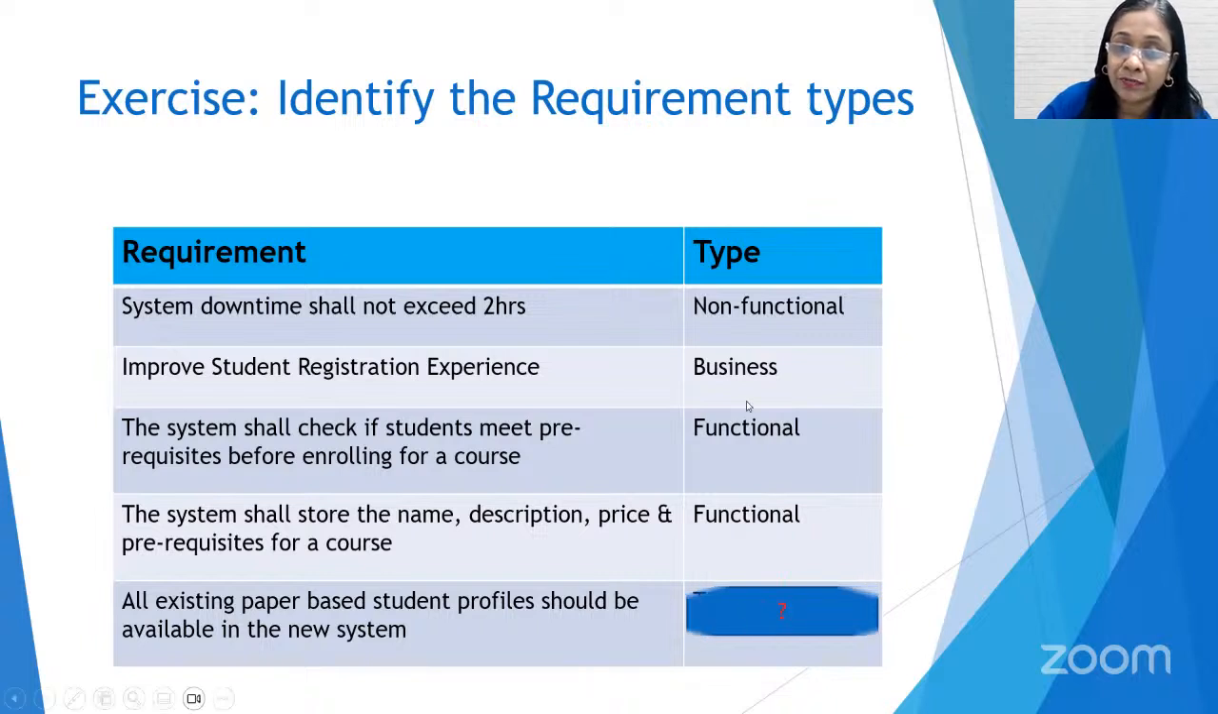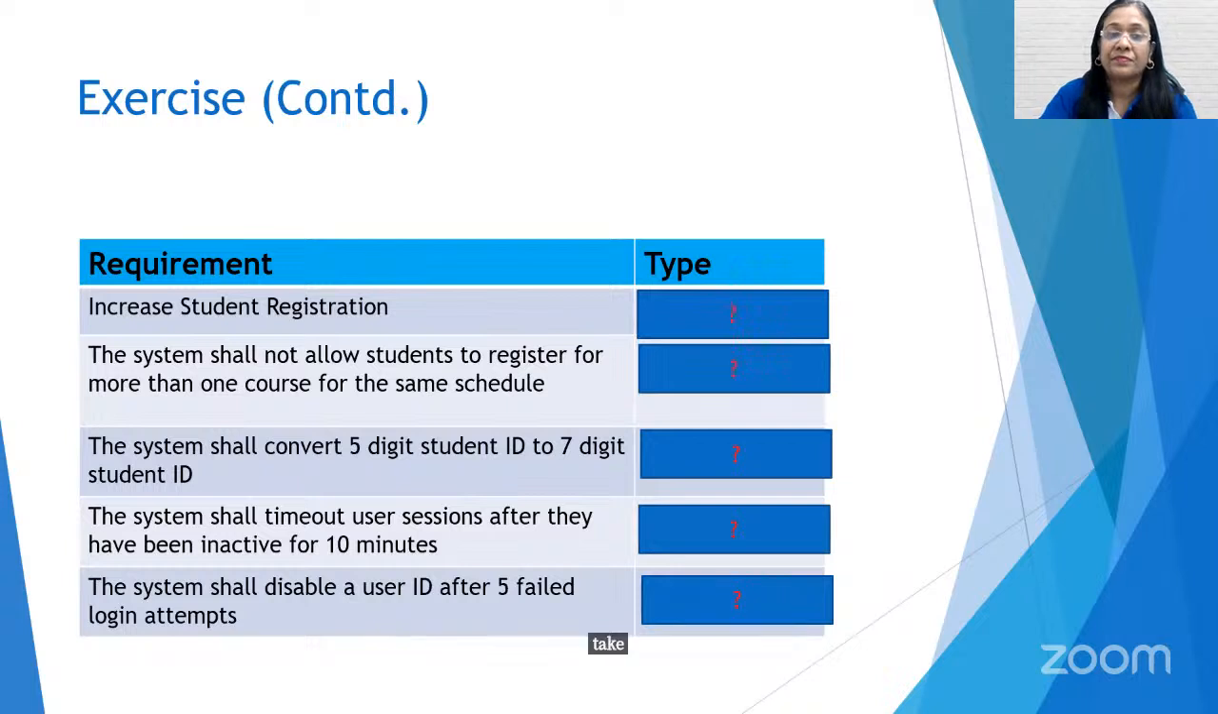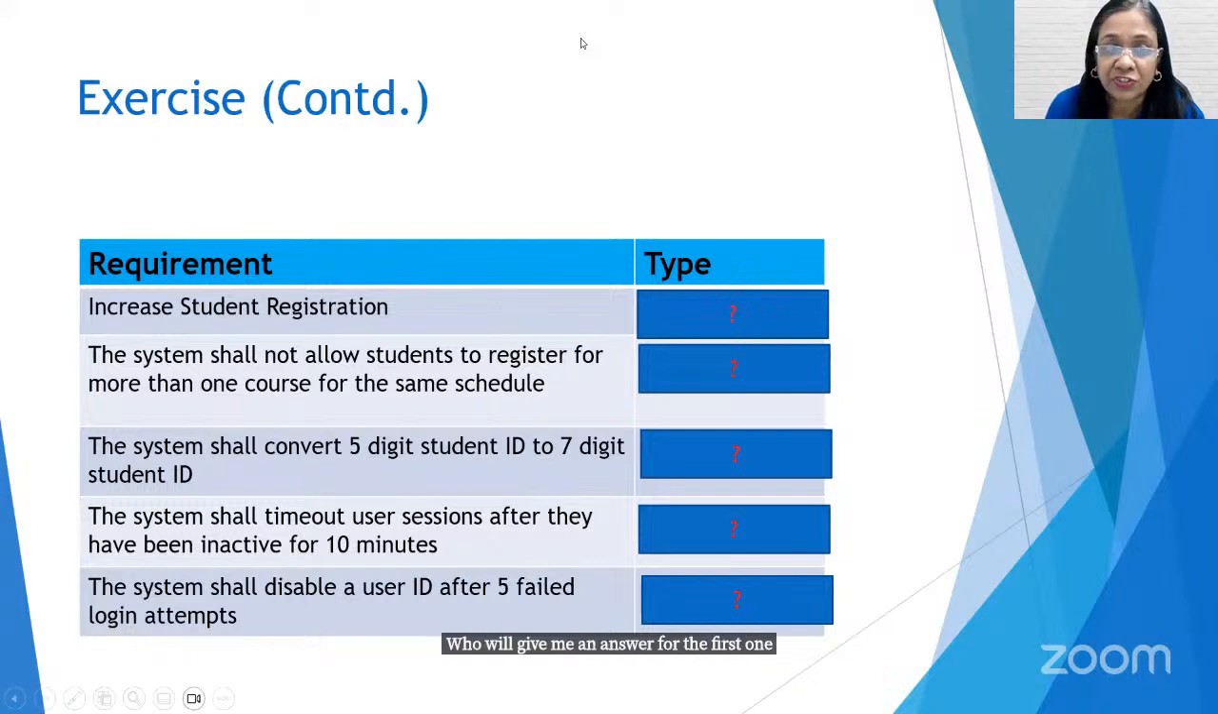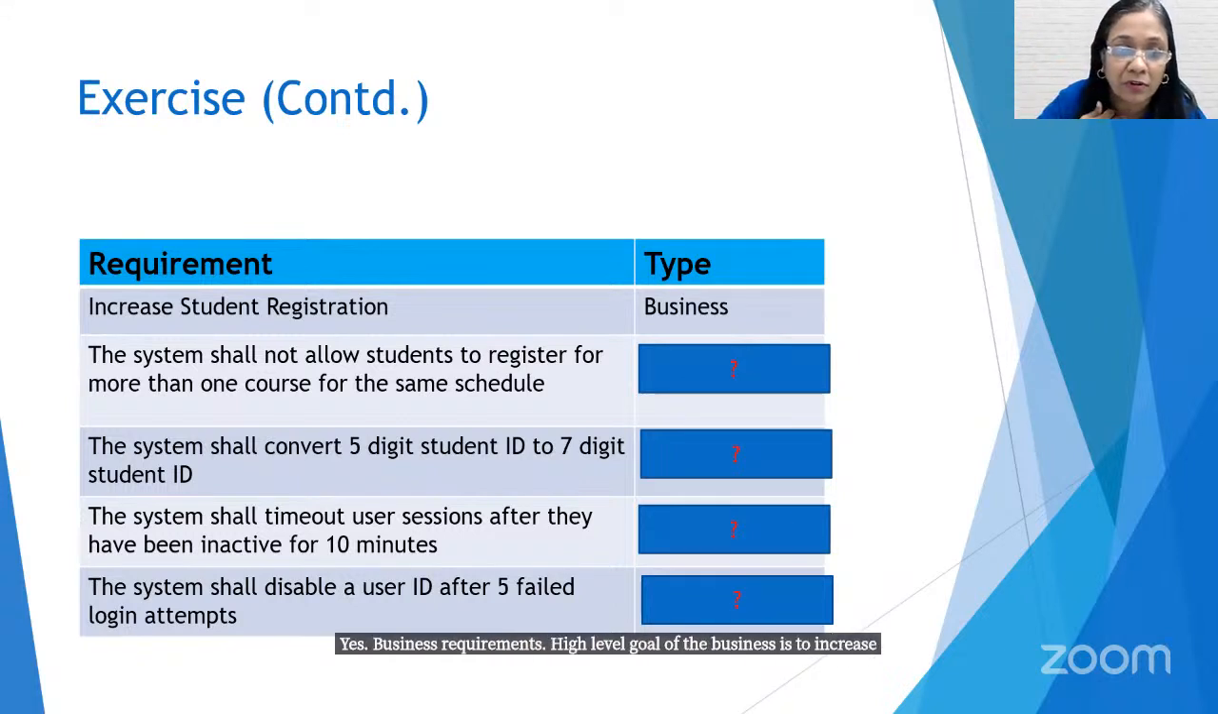This is an example of transition requirements. And there is one more slide of requirement types coming in. Take a look at this. First one, who will give me an answer for the first one? Increase student registration. Yes. Business requirements. High level goal of the business is to increase student registration on the portal.